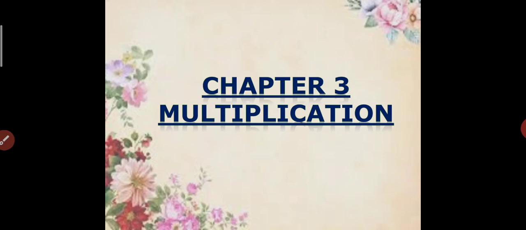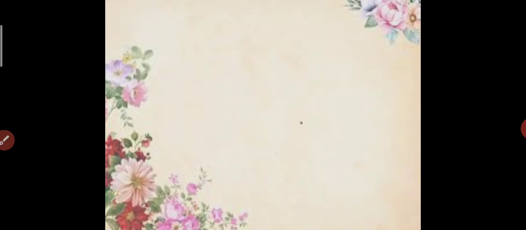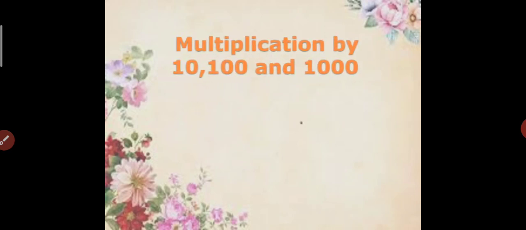We are still continuing the third chapter, multiplication. And in the previous videos we have studied different methods of multiplication. So today we are going to deal with a simple topic, that is multiplication by 10, 100 and 1000. It's a very simple and easy topic. So let's get started. Here we are going to understand the concept with the help of some examples.